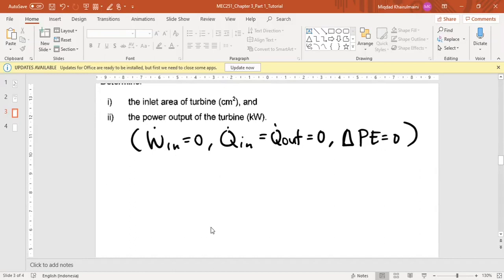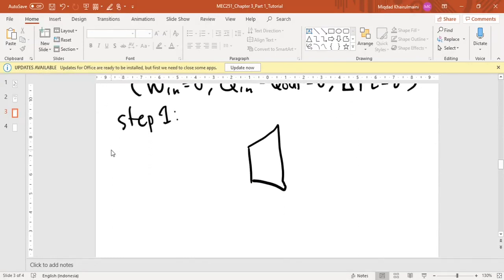Now for step 1, we try to draw the schematic diagram. For a turbine, the turbine inlet is on the top, state 1. Exit is at the bottom, state 2. There's a shaft. The shaft will rotate, producing a work output.